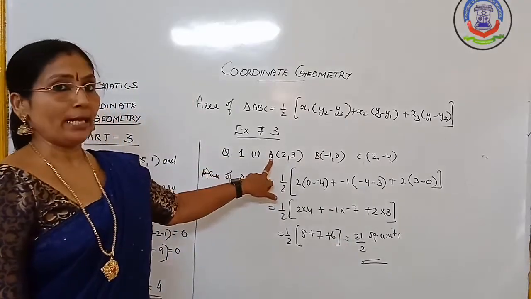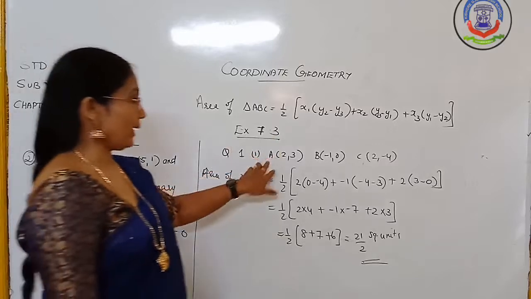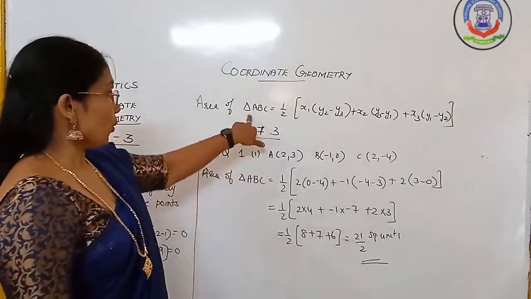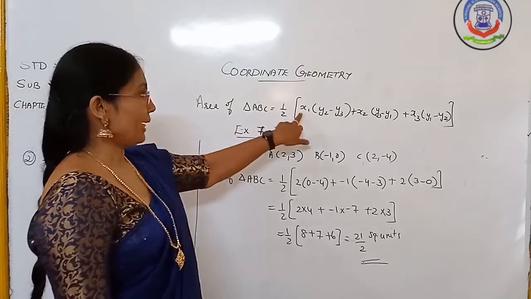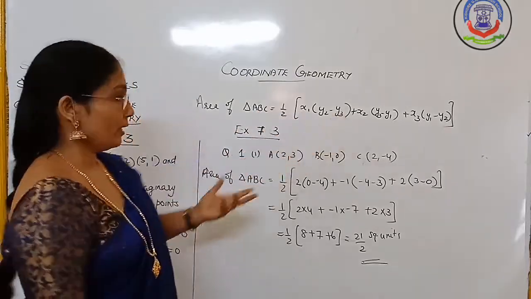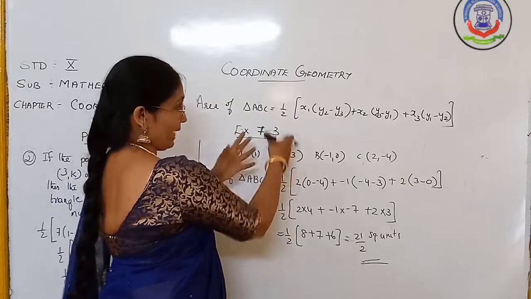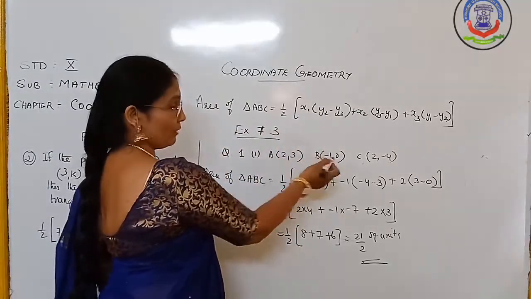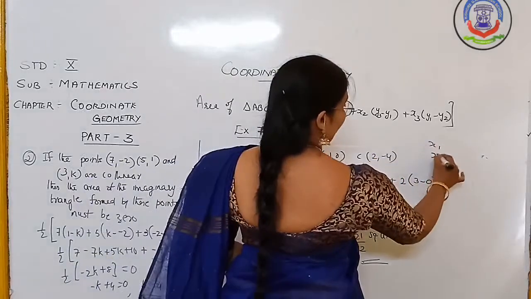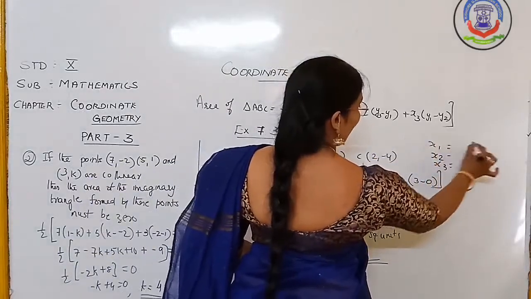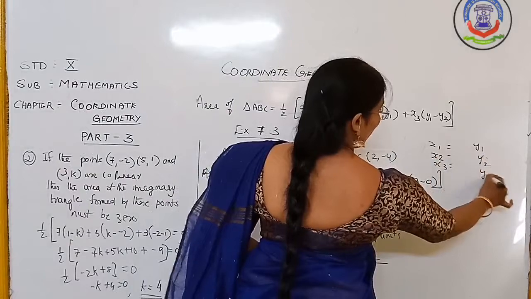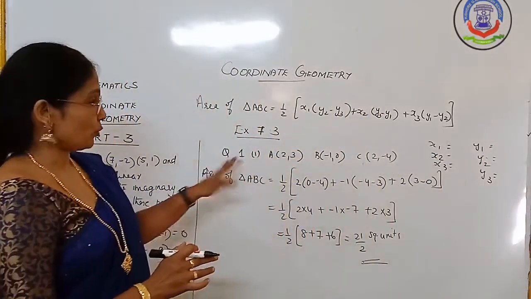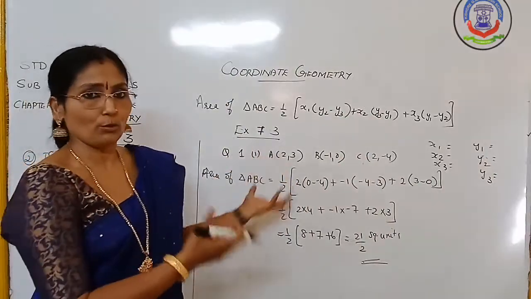Here you can suppose that A, B and C are the vertices of the triangle. Now according to the formula, half into x1 into y2 minus y3. If you don't know how to apply this formula directly, then you should write it this way: x1 is equal to what, x2 equal to what, x3 equal to what, and y1, y2, y3. You can write them down and substitute. Otherwise, if you can do it directly, then you can do it.